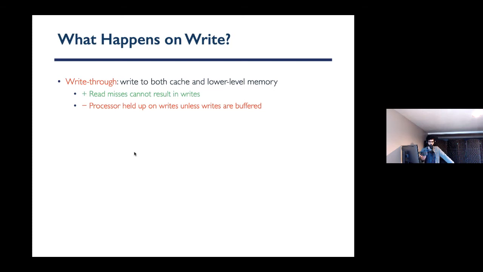Now this one, the advantage is, if in future you want to evict this block that you just wrote to, you can safely evict it because you know that the content of this cache has been actually written in the memory. So it's safe. When you have a miss, it doesn't result in another write because you have already written the content to memory. So it's safe to evict.